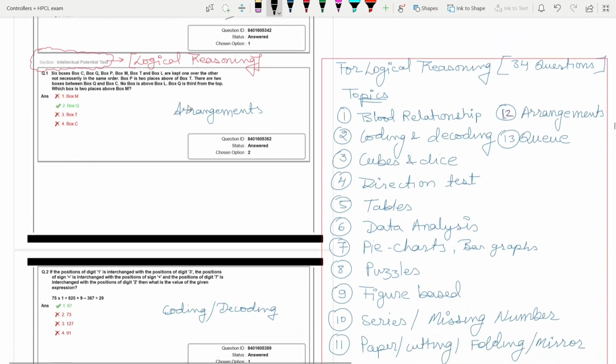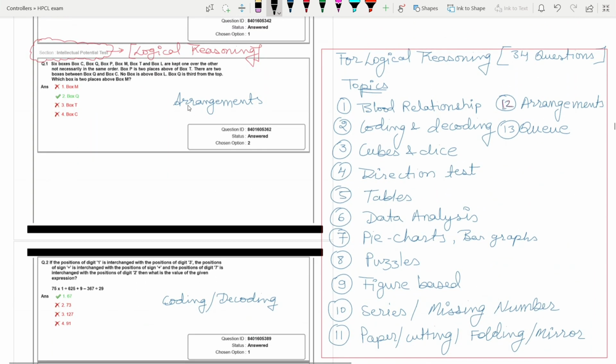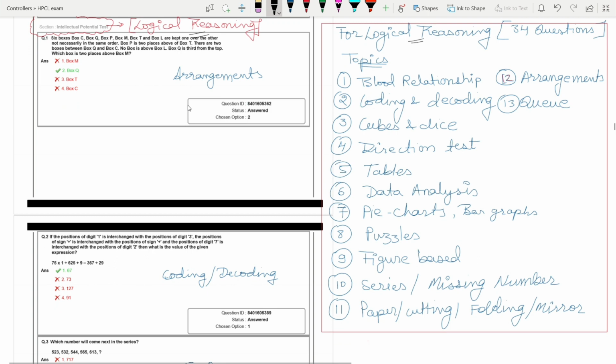Okay. So the next topic which we have is logical reasoning. For logical reasoning, the important topics are given over here. The first important topic is blood relation. The next ones are coding decoding logic, cubes and dice, direction test, tables, data analysis, pie charts and bar graphs, puzzles, figure based logical reasoning.